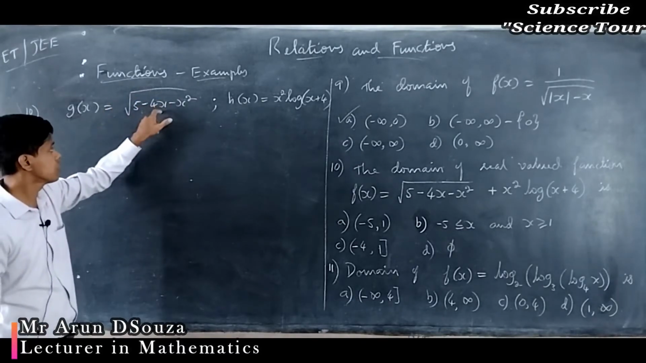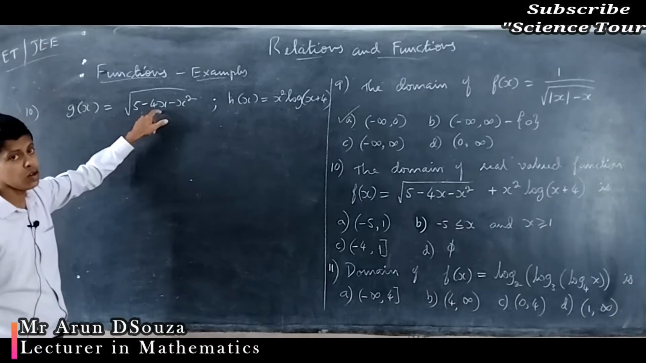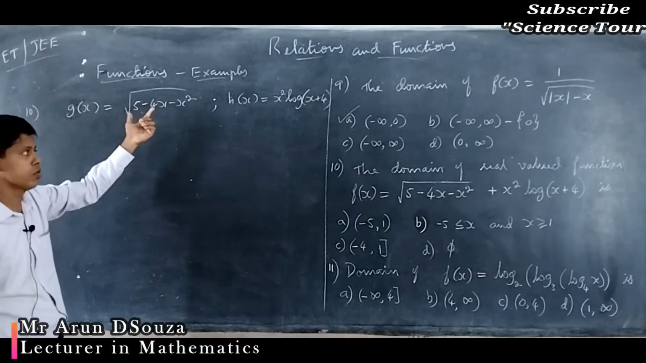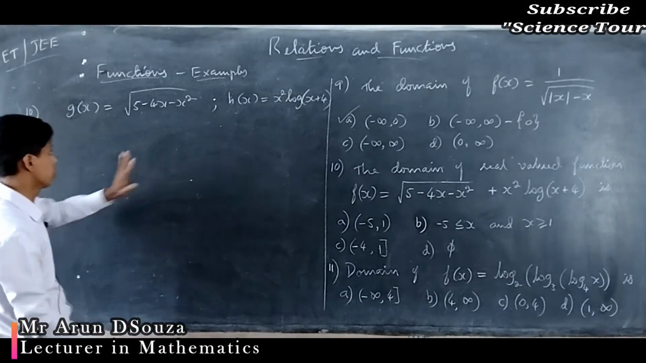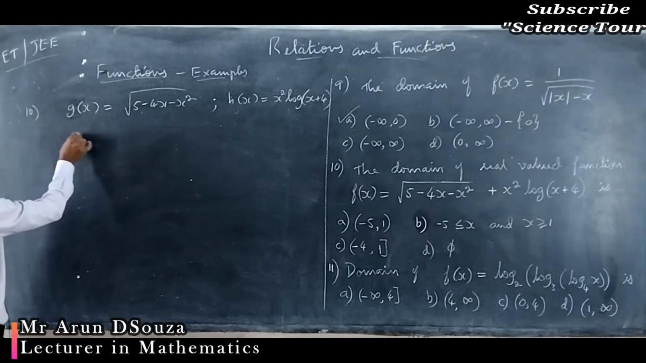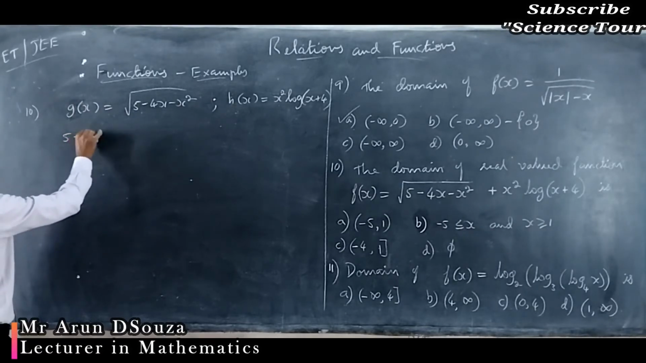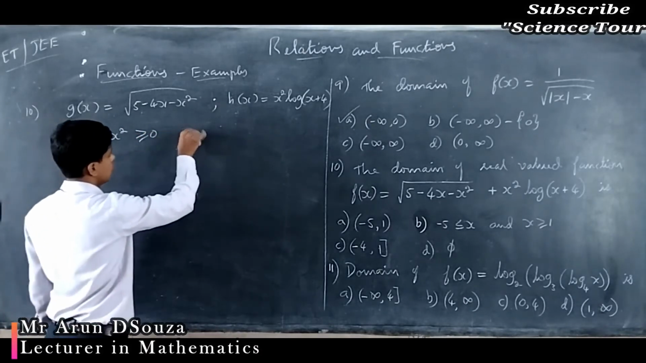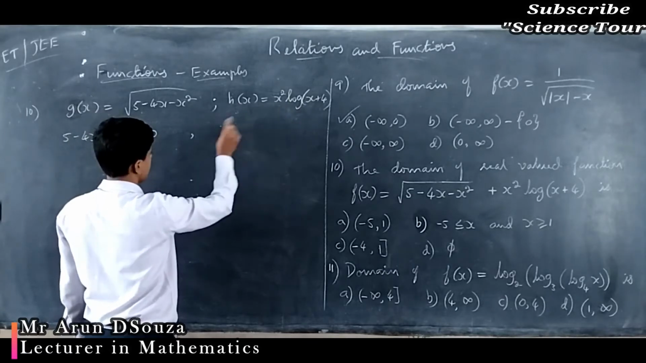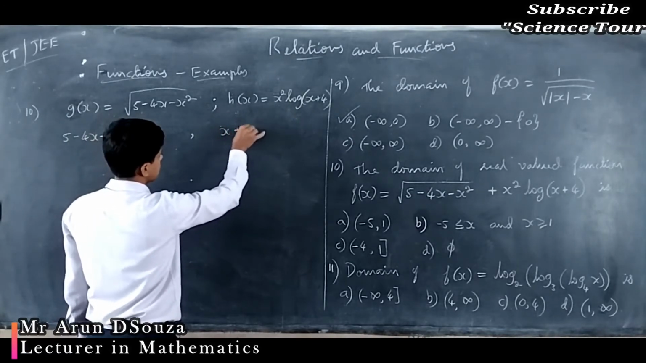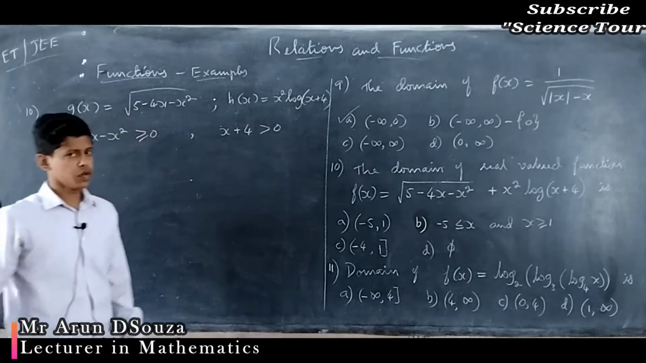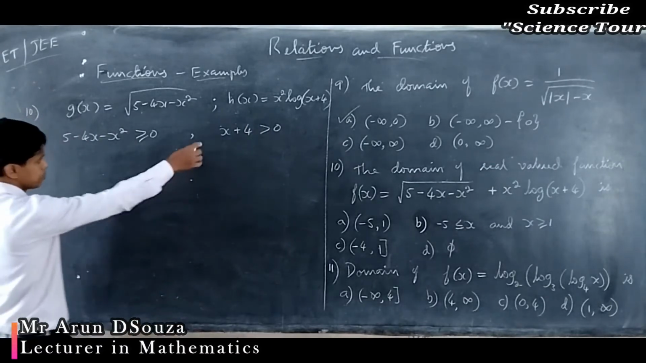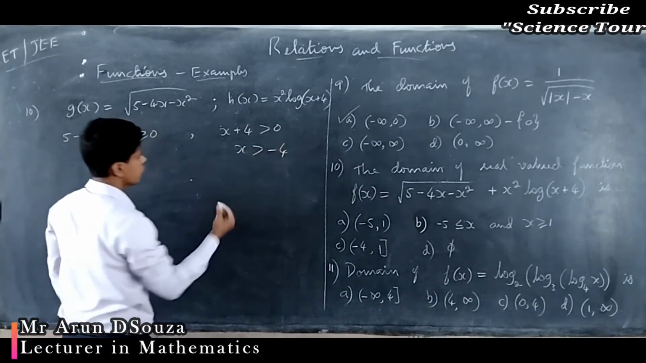And if you have something within the square root, that should be greater than or equal to 0. It can be 0 also within the square root. It cannot be negative. Here 0 is also not allowed. So here 5 minus 4x minus x square should be greater than or equal to 0. And what about here, x plus 4 should be positive. It cannot be equal to 0 also, because log does not take negative and 0. Now this is simple. So x must be greater than minus 4.